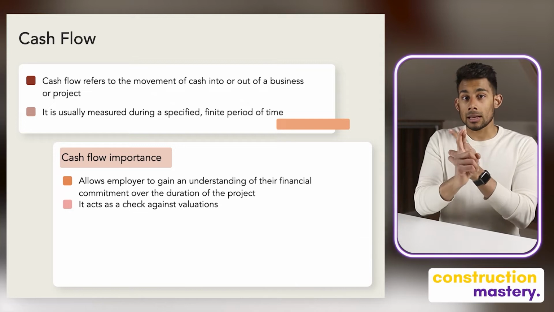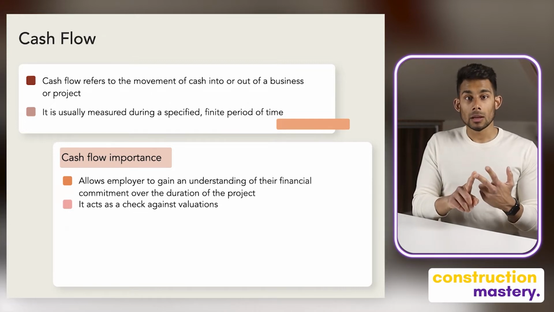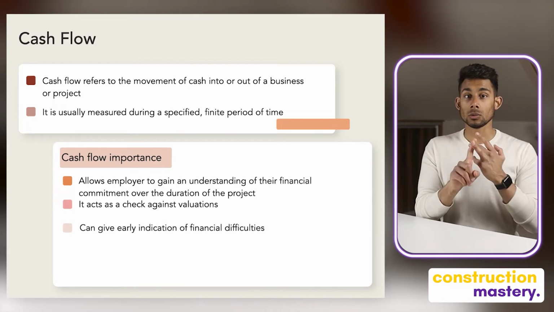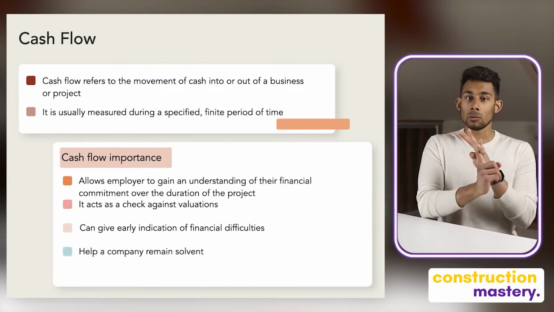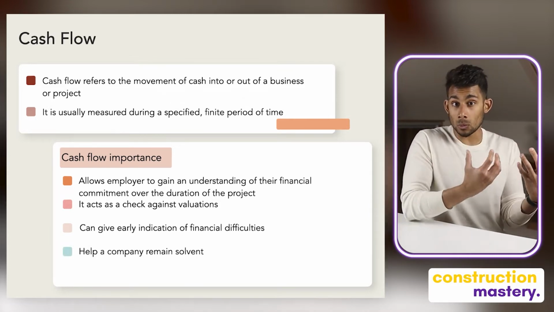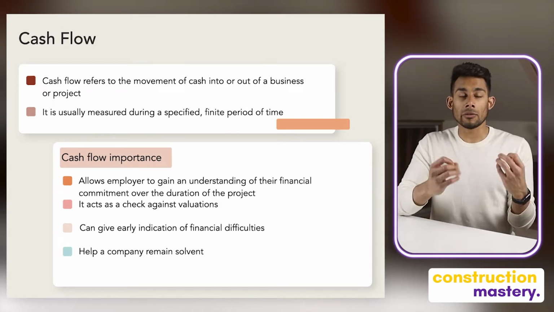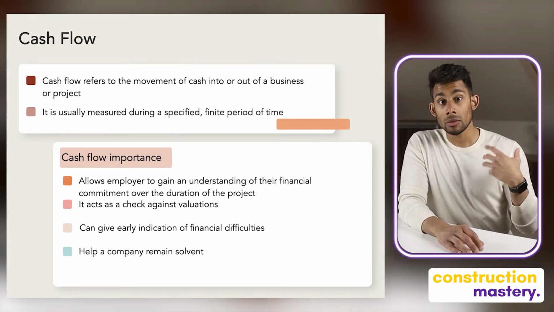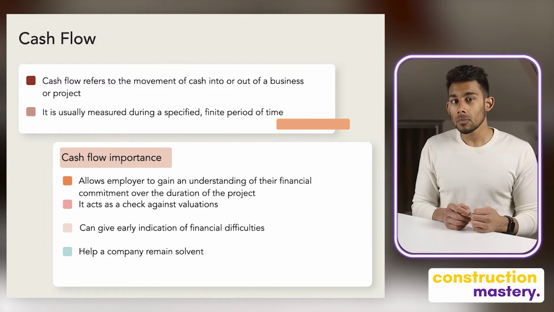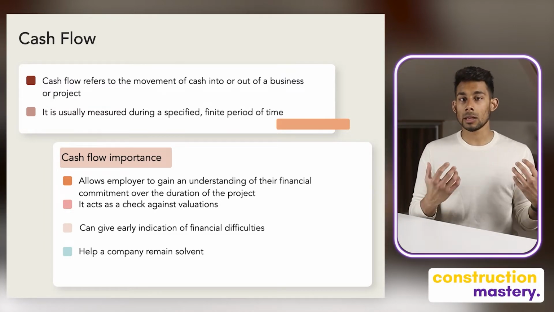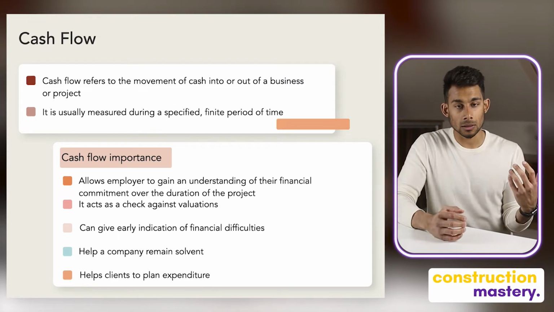It also acts as a check against valuations. It can give an early indication of financial difficulties, and it helps a company remain solvent by predicting when they will have to pay money out, when they're expecting money in, which will highlight early if they're going to be out of pocket, meaning that they can actually do something about it. Finally, cash flow is important because it helps clients to plan expenditure.